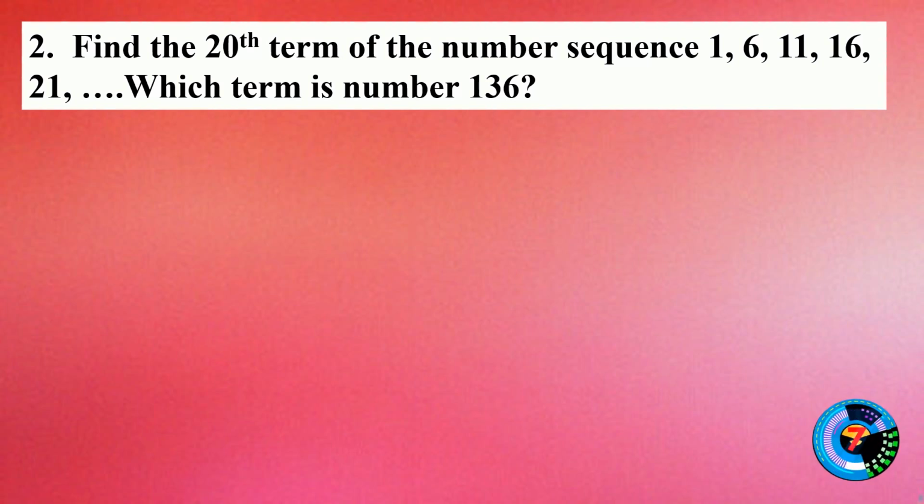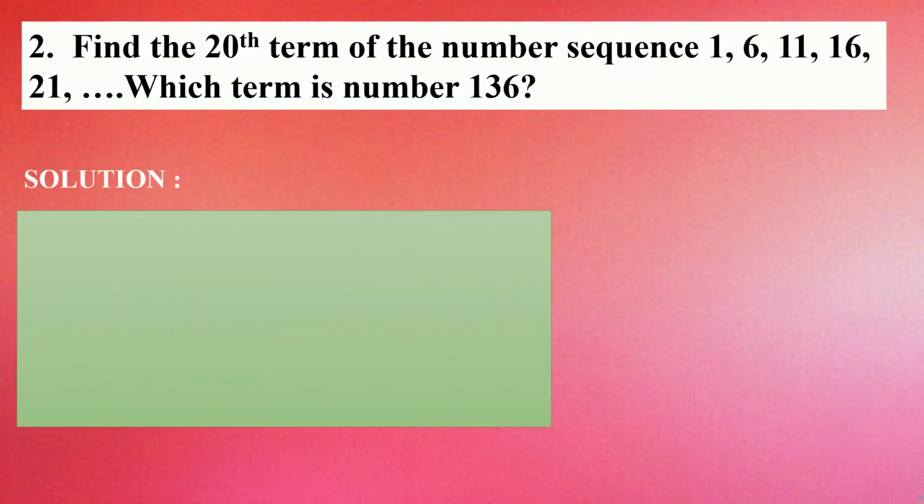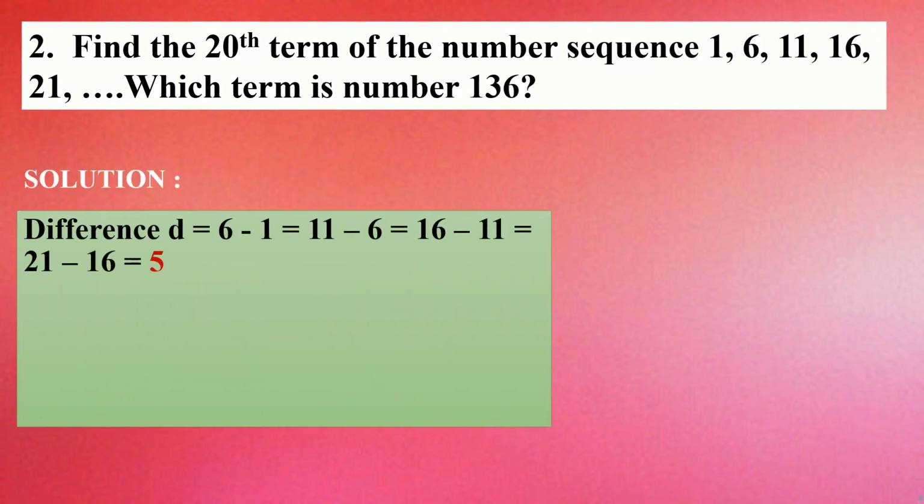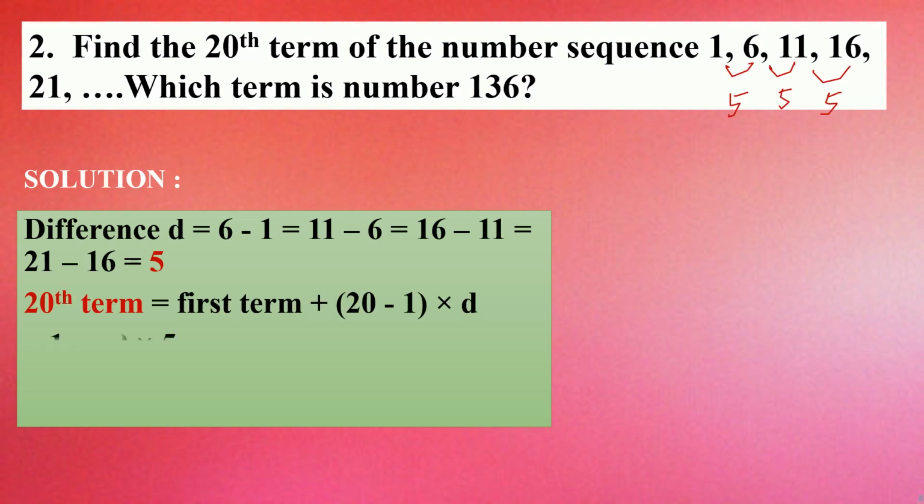The difference. What is the difference that we have here? 6 minus 1, that is 5. 11 minus 6 is also 5. 16 minus 11 is 5. So we have found the difference. The next step is, using the formula, we will find the 20th term. 20th term is first term plus 20 minus 1 into d.